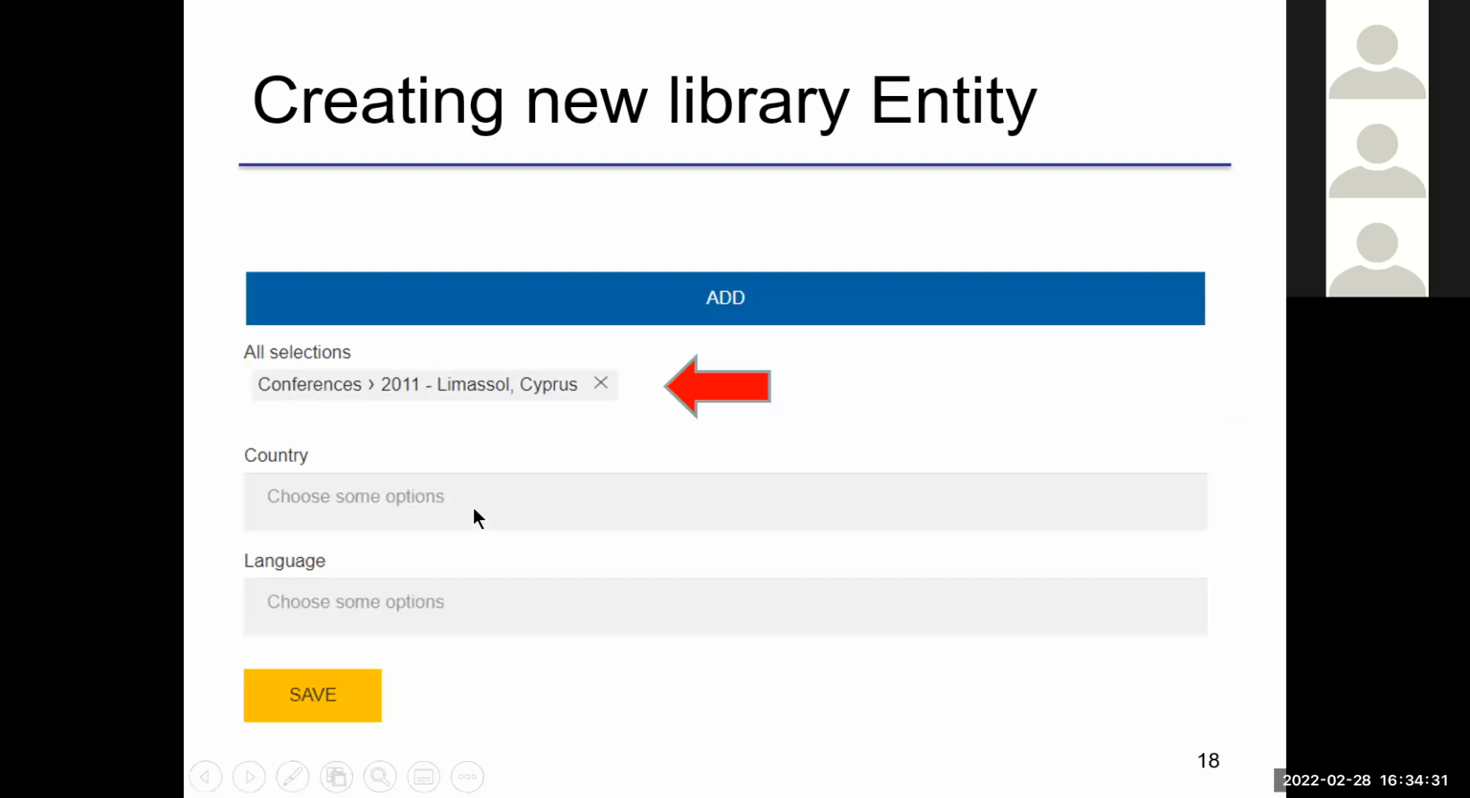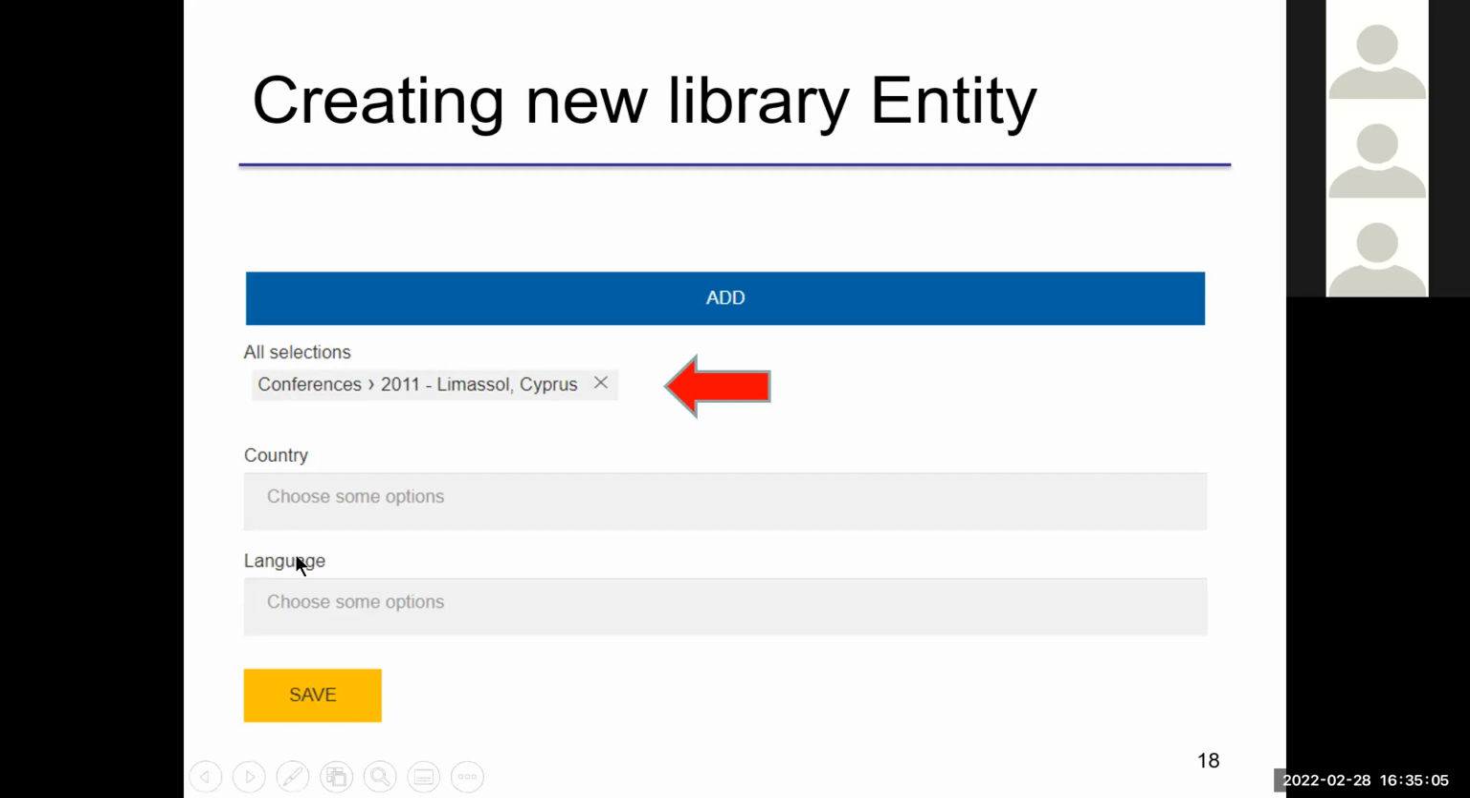And finally, you should select country of origin, let's say Serbia, and language of the content. In this case, probably it is English, and then press the save button, and this is all. In this way, you published your library item and published metadata together, and together this is one entity.